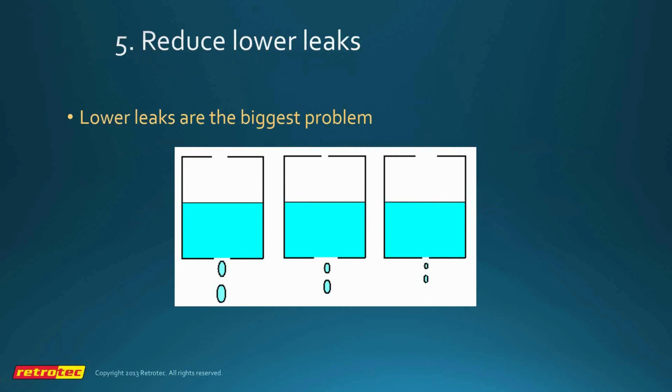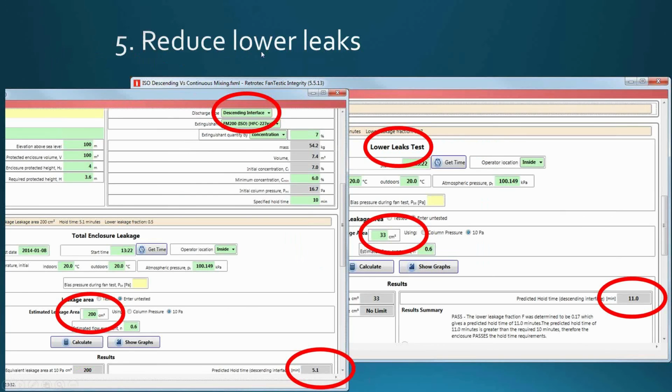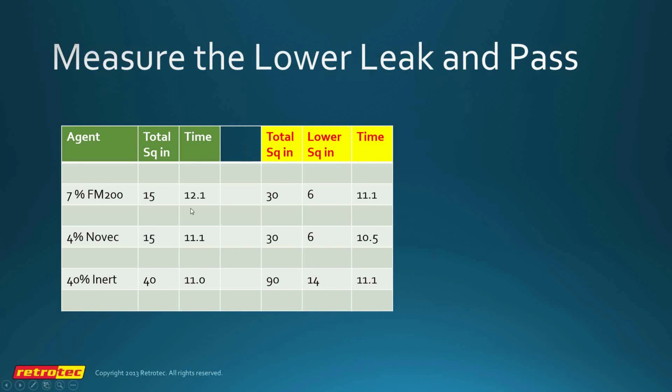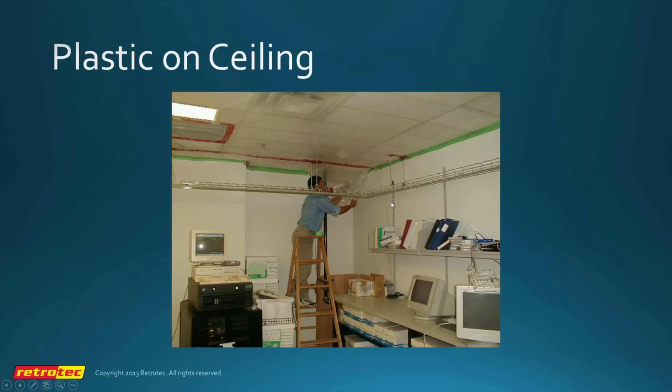And of course, there's reducing the lower leaks, but also measuring them. Here's the effect of putting in different lower leak values. In this case, the total leakage can be 30 as long as the lower leak is only 6. So we can have twice as much leakage as we had before and still get roughly the same retention time by measuring the lower leaks, which we can do by putting plastic on the ceiling. This method is allowed from ISO section 3.4.2, I believe. It's being fleshed out and reinforced in the new standard.